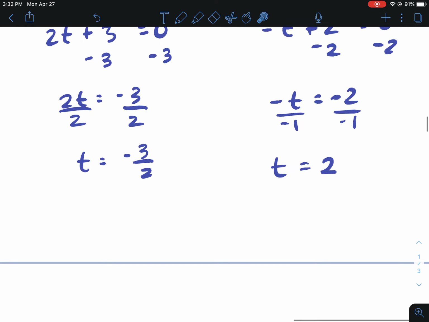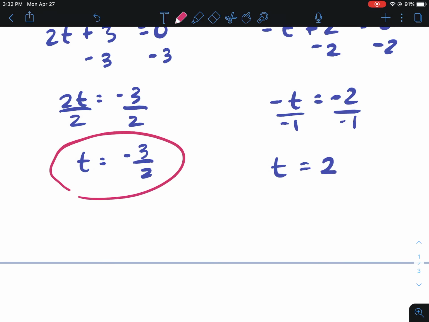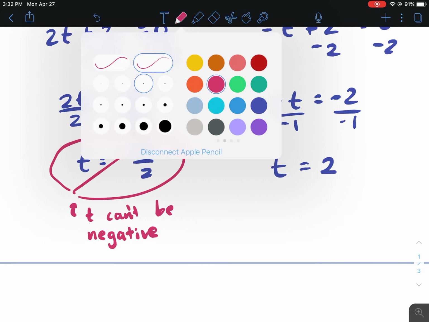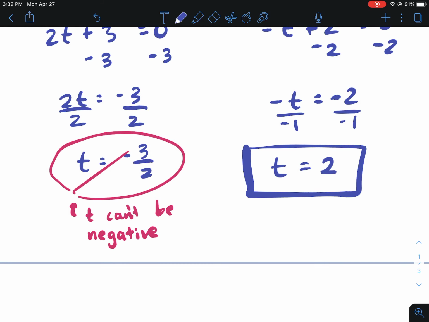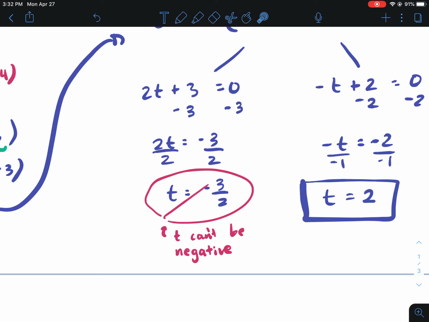And if we really think about this, I can't really have, in this context, a negative value of time. So in this scenario, t can't be negative. So I know that my answer is 2 seconds. But that begs the question, hey, why is this t here anyways?